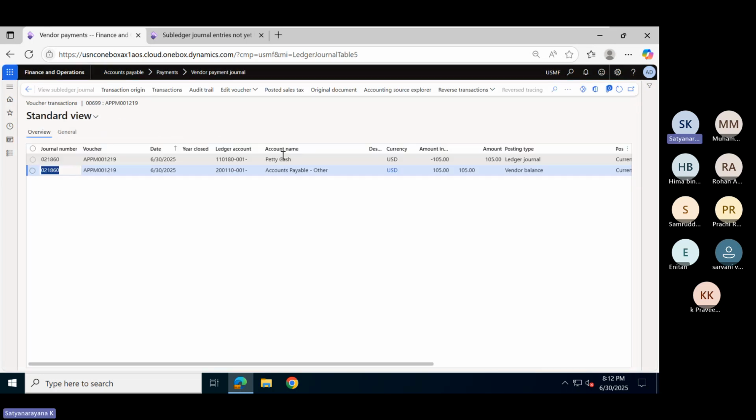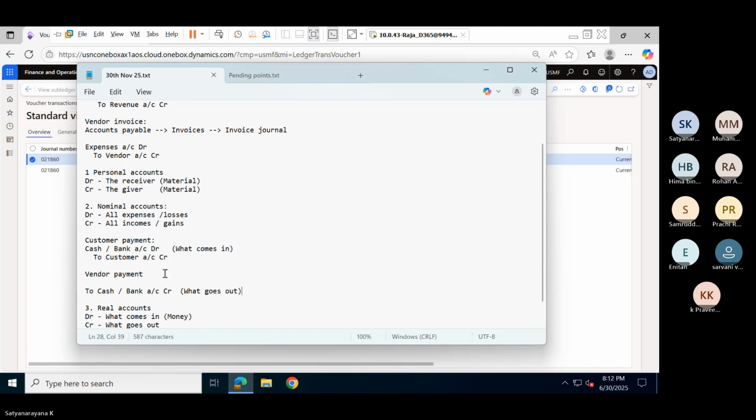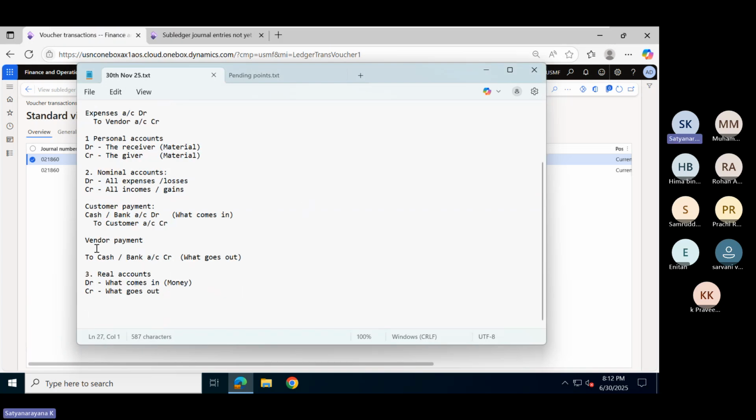Now you can verify the voucher. Here, vendor account debit, vendor balance account debit, to petty cash account credit. That's what we have understood. Vendor account debtor to petty cash account credit, cash account or bank. So the third golden rule we have applied.